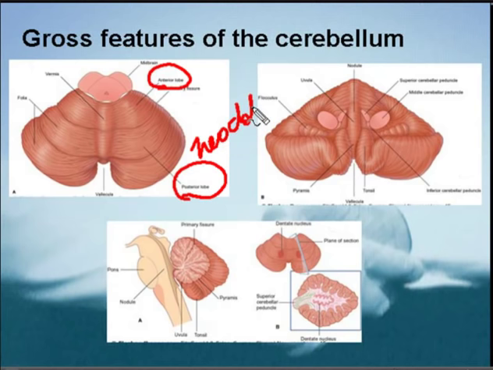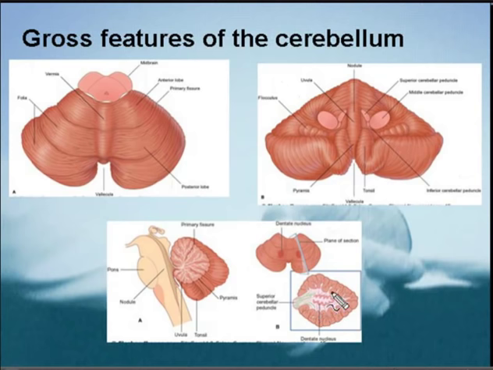Now when you look at the white matter of the cerebellum, obviously the gray matter, like the cerebral cortex, is on the outside, so it's known as the cerebellar cortex, and then the central area is the white matter. In the white matter, again, you have little islands of gray matter which are known as nuclei, and the most important nucleus is this dentate nucleus, which is present in the core of the white matter.